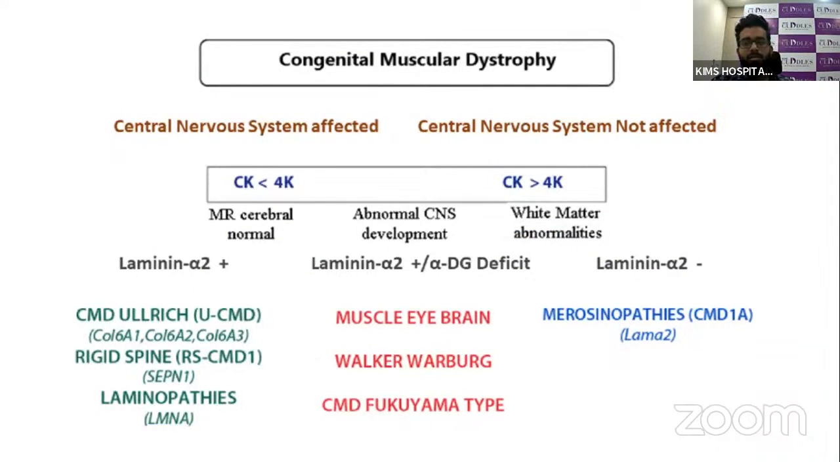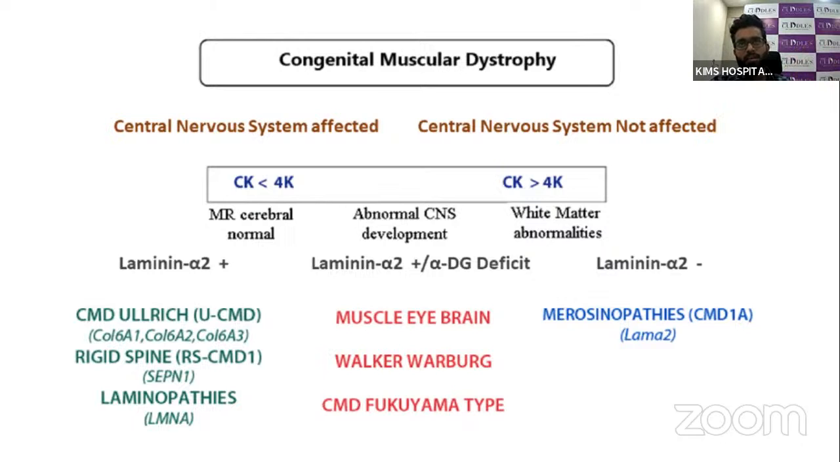And the final entity is congenital muscular dystrophy. Here, you just have to remember that CMD can be of 2 types. That is CMD with central nervous system involvement and CMD with no affection of the central nervous system. So there's another classification. You can classify them based on the histopathological staining, that is merosin negative and merosin positive. So merosin negative myopathies are basically merosinopathies. So in this, you have to remember that CPK is elevated and it's an ongoing disorder. So that is how you differentiate CMDs from congenital myopathies.